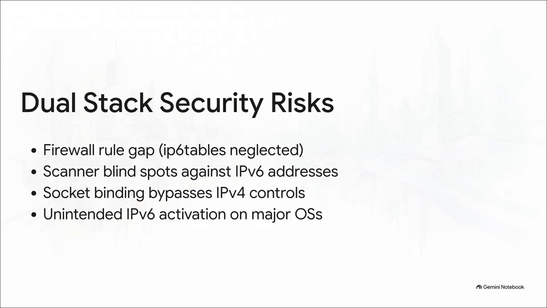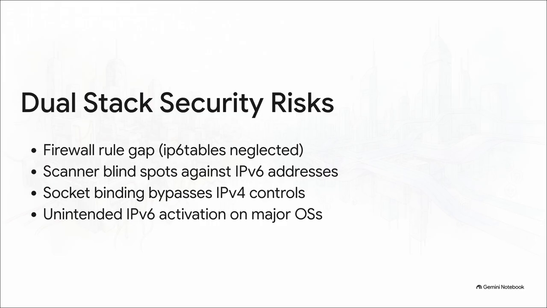Let's methodically break down these dual-stack risks. Beyond the firewall rule gap we just talked about, you have massive scanner blind spots. Think about it. If your security scanners are only targeting IPv4 address inventories, a service that is perfectly hardened on IPv4 might be fully exposed and totally unmonitored on its IPv6 address.